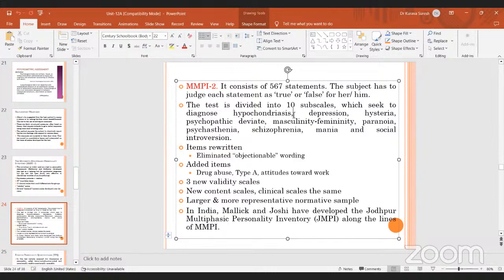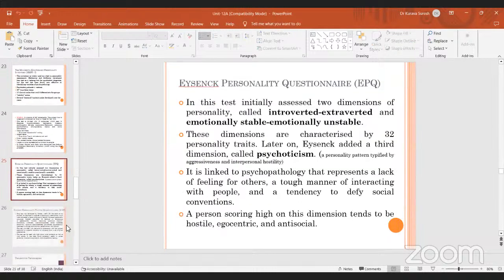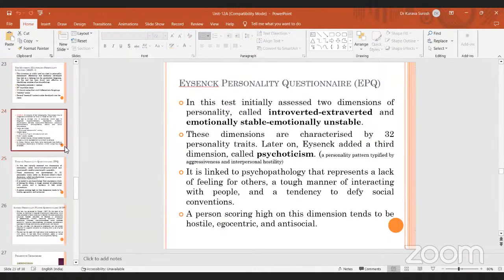Items were eliminated regarding objectionable content, and items on drug abuse and type of attitude were added, with three new validation scales and newly constructed scales for clinical settings. A larger, more representative normative sample was used. In India, McLean and Jensen developed the Jodhpur Multiphasic Personality Inventory, an Indian adaptation in line with the MMPI.